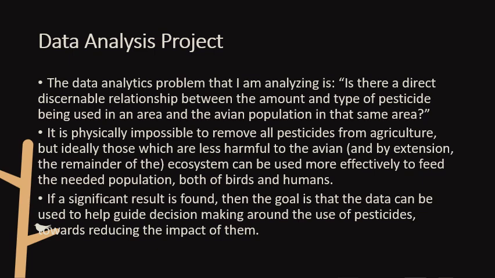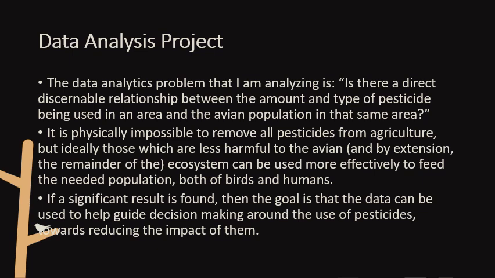So we'll be beginning with an overview of the project itself. The data analytics problem that we're analyzing is asking the question, is there a direct relationship between the amount and type of pesticide that is used in an area, either agriculturally or in residential use, and the avian population in that same area? Now, we know that it's physically impossible to remove all pesticides from agriculture. It would be literally impossible to feed the population of the world without using some chemicals.